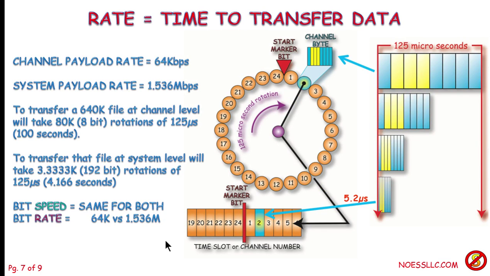But you can see that because the speed's the same, whether I'm using all of this for my transfer or just one of this for my transfer, the little individual bits right here are moving at the 124. But the rate is very different for the information transfer or the data transfer, because if it is using the single one here, I've got 64,000 bits per second. But using the entire thing, I've got 1536 megabits per second. So I didn't change the speed. I did change the rate.